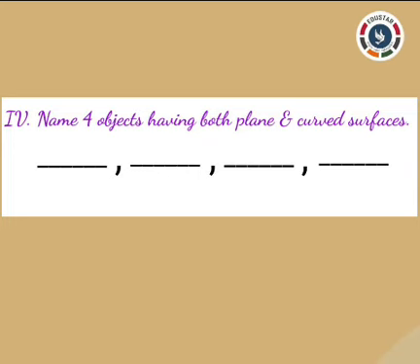Okay. Roman letter 4. Name 4 objects having both plane and curved surfaces. That is, the object should have both plane and curved faces. For example, pencil has both plane and curved faces. Dear students, you have to write any 4 objects having both plane and curved faces.